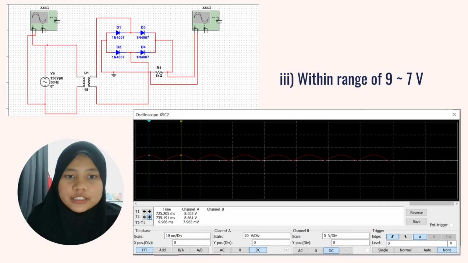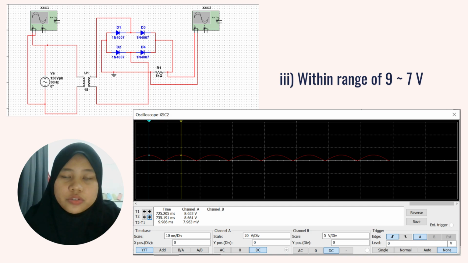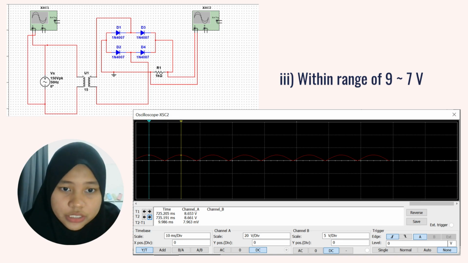And then the third circuit is the full wave rectifier within the range 9 volts to 7 volts. So I still maintain the AC voltage source parameters, and then I changed the ratio to 15, and then maintain the bridge rectifier and 1 kilo ohm load resistor connections.